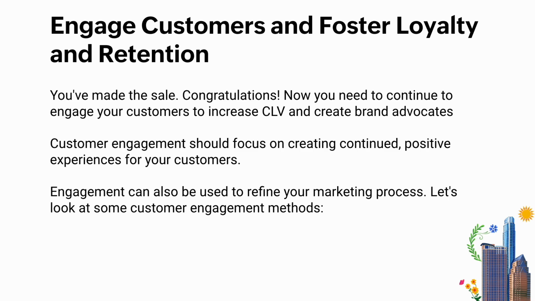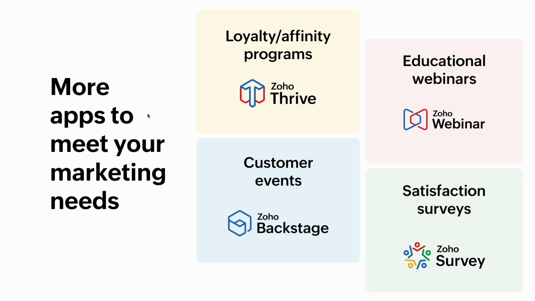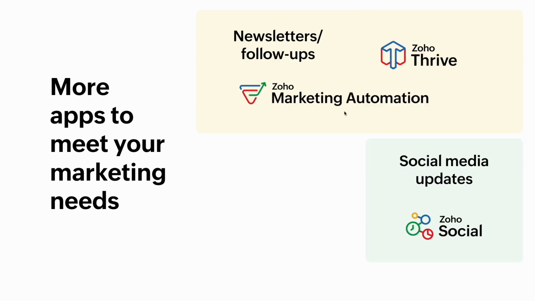So there's a lot of methods that you can use to engage customers using Zoho's products. We have loyalty programs, affiliate programs, educational webinars, customer events, satisfaction surveys, and so on and so forth. These are the specific applications that are mapped to those specific uses. One of them that we'll take a look at just in a second with screenshots is Zoho Thrive, which is our loyalty and affiliate program. It's not an affinity program. Our loyalty and affiliate program. We also have newsletters, follow-ups. Zoho Thrive also works with social media updates, which are done in Zoho Social.